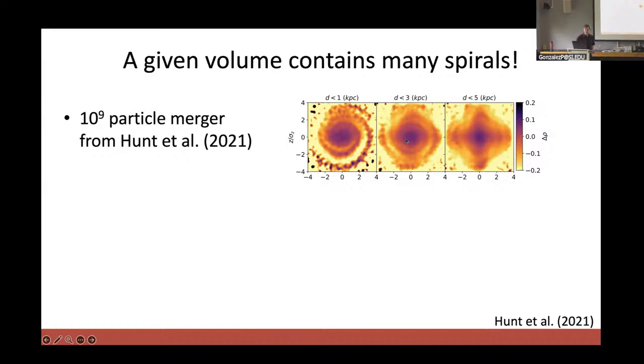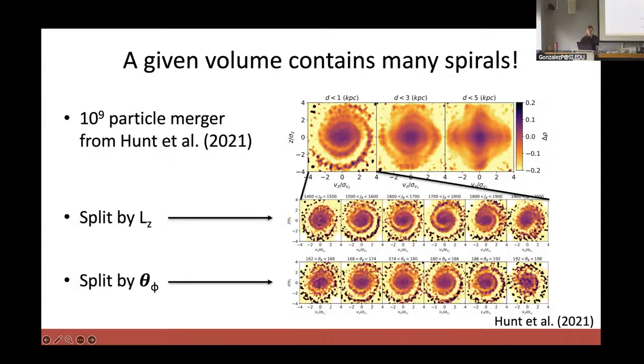So I'm going to do that with the simulation I showed you earlier. Billion particle merger, phase spiral within 1 kiloparsec is here. If you go out in physical location, everything blurs together because you're stacking too much on top of each other. But if you split the local volume by angular momentum and by phase angle, you can probe what is normally a different orbital regime even from local data.